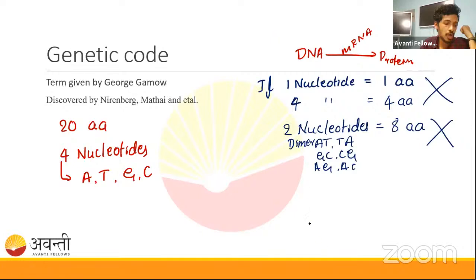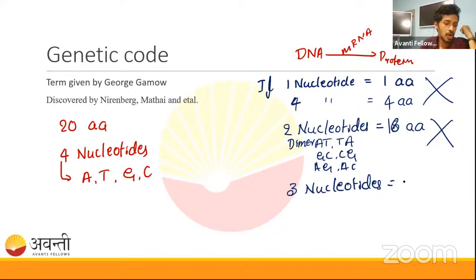So third one, they told that, okay, then consider three nucleotides. Then we consider the three nucleotides. What are the possibilities we will get? So 16, right here? Yeah, 16.